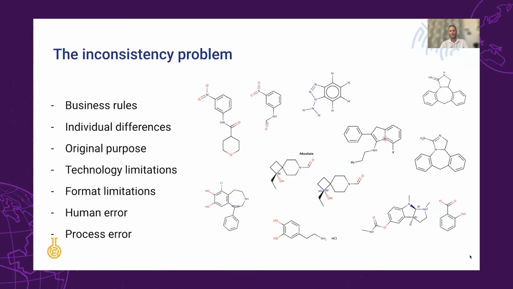You all know how chemical structures can come in various shapes and forms depending on the source of the data. The variability of the representation can depend on a number of factors: business rules of the providing partner, individual differences between chemists who create the data, technical and even file format limitations, flaws in the process that was used to create the files, just as well as human error. It can also happen that the data set was prepared with one purpose in mind and will later be used for something different, but the requirements will also change.